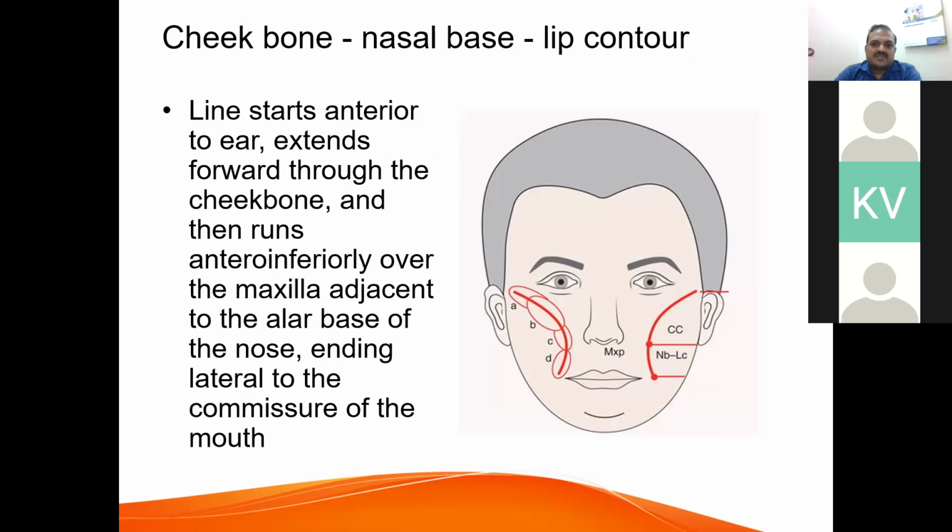The line starts, whether you take it in the frontal view or in the lateral view, anterior to the ear, extends forward through the cheekbone, and then runs anteroinferiorly over the maxilla, adjacent to the alar base of the nose, and ends lateral to the commissure of the mouth. So it should form a smooth curve.